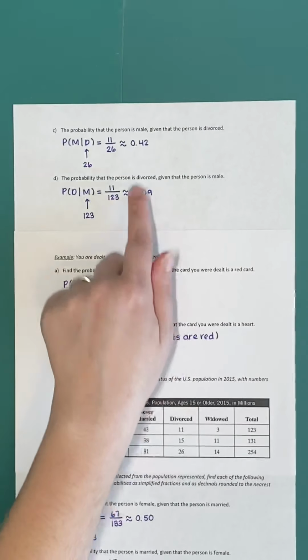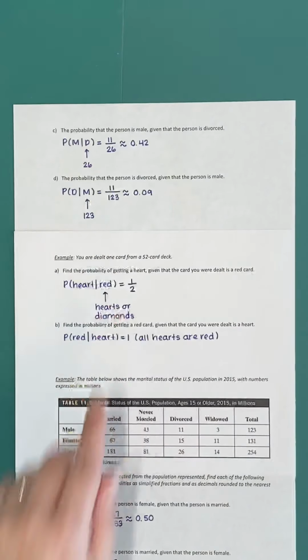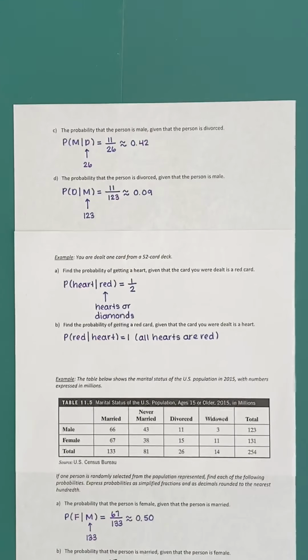Notice there's a significant difference in those two probabilities. So in conditional probability, the order we put the events in does change things. The order we put them in tells us how we're restricting the sample space. Based on how we're restricting the sample space, we end up with pretty significantly different probabilities.